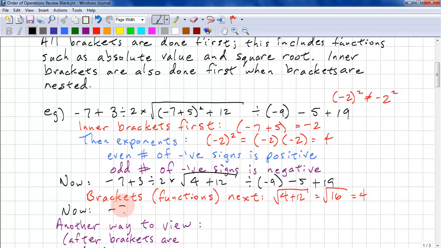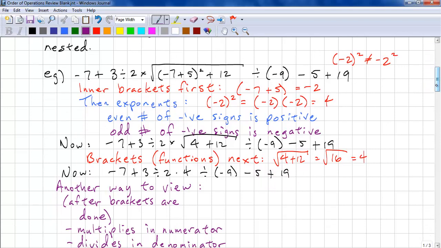So now we have negative 7 plus 3 divided by 2 times 4 divided by negative 9 minus 5 plus 19. We're free to rearrange terms as long as we keep the sign with it. So I'm going to rearrange a term. This term is done first. Since these are all multiplies and divides, this is considered one term. And we can rewrite it like this.